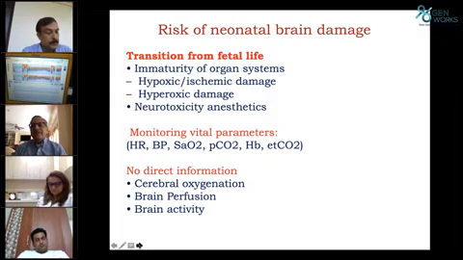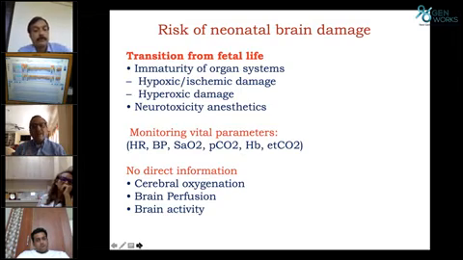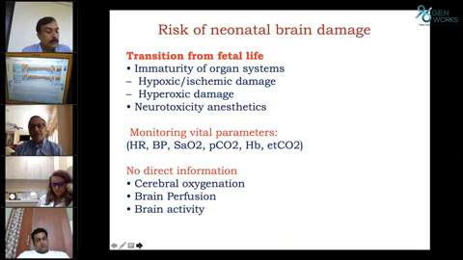So near-infrared spectroscopy, which is not a topic in this conference, but is an important way to monitor these babies during this transition. It gives you a surrogate marker for brain perfusion and cerebral tissue oxygenation. But the EEG is the functional component of the brain, whereas near-infrared provides you a perfusion or an oxygenation component.